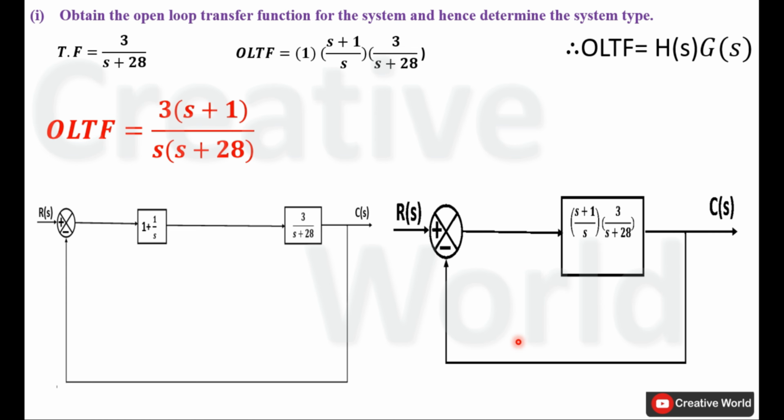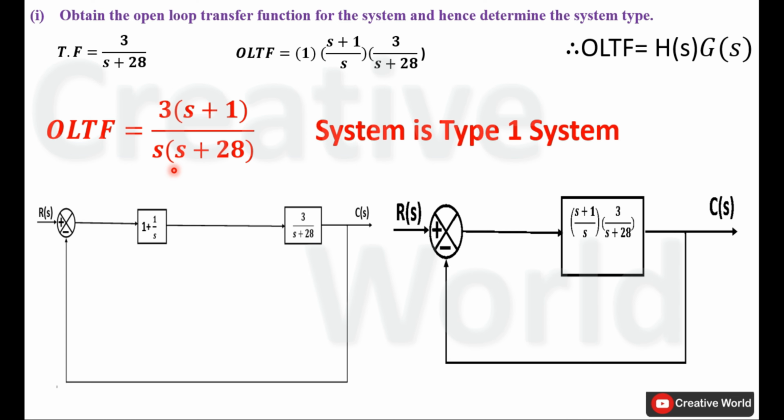Now we will identify the type of system. For the determination of system type, we focus on the denominator value. In this denominator, we focus on the number of integrators. In this case, we only have one integrator. One pole will be on the origin, so the system type will be type 1. If two poles exist on the origin, the system type will be type 2. And if no pole exists on the origin, the system type will be type 0. In this case, the system is a type 1 system.